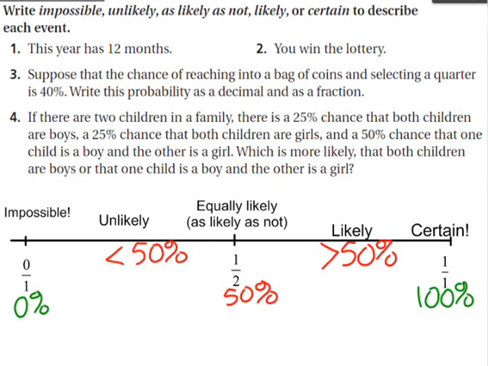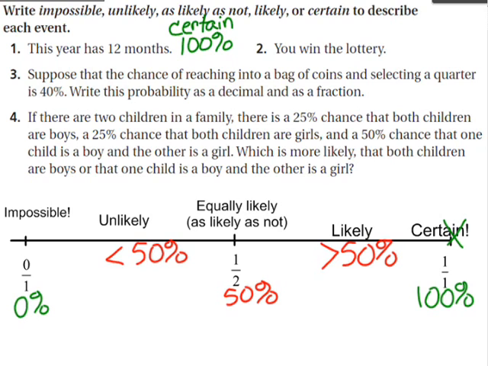So a year has 12 months. Every single year has 12 months. It is certain that every year will have 12 months. 100% of every year has 12 months. So where are we going to put that on the number line? Right here. It is certain.